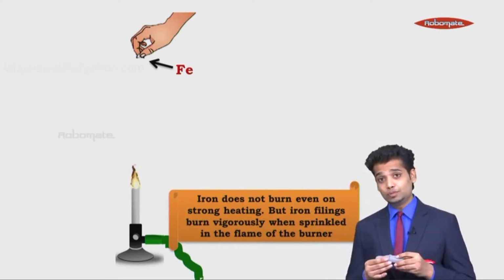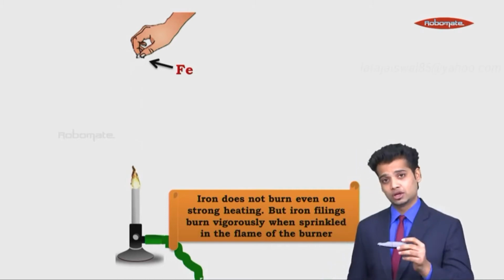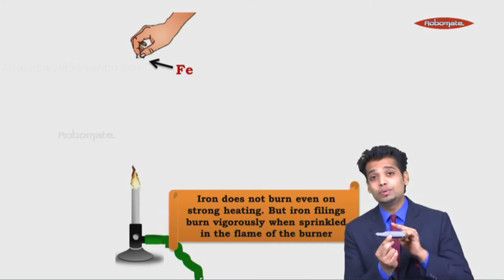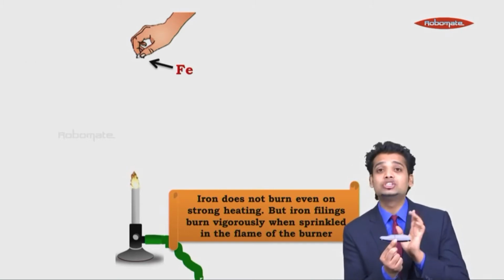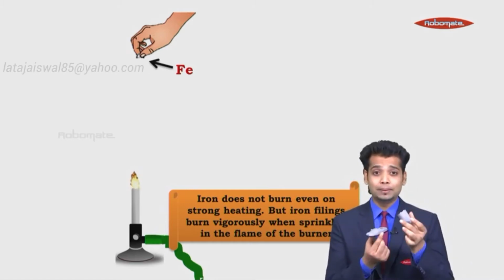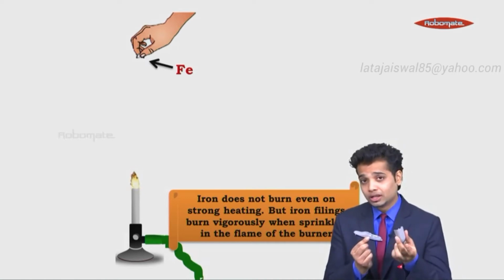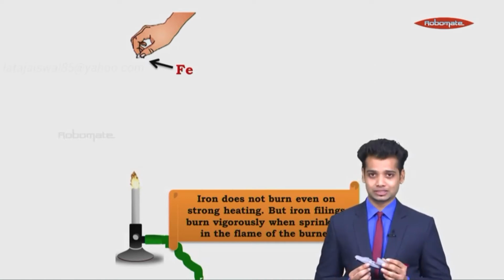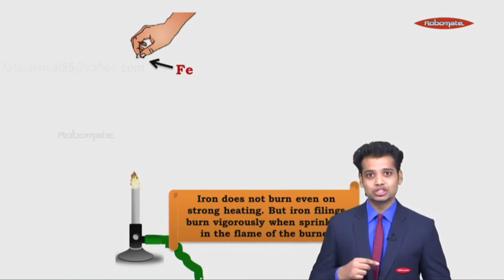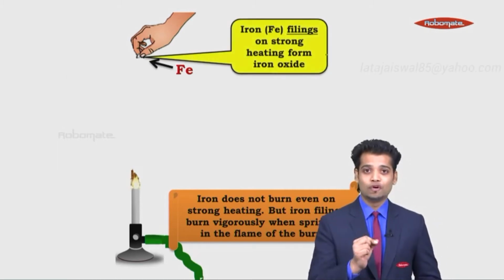Now you have to imagine it with me. This is a supposedly iron block which I was going to react with the Bunsen burner. But the rate of reaction of this iron block is going to be less as its surface area is just this much. As soon as I break it into different pieces, I just increase the surface area. I expose new area so that the rate of reaction will increase. So as the surface area increases, the rate of reaction increases. So iron filings react on strong heating to form iron oxide.